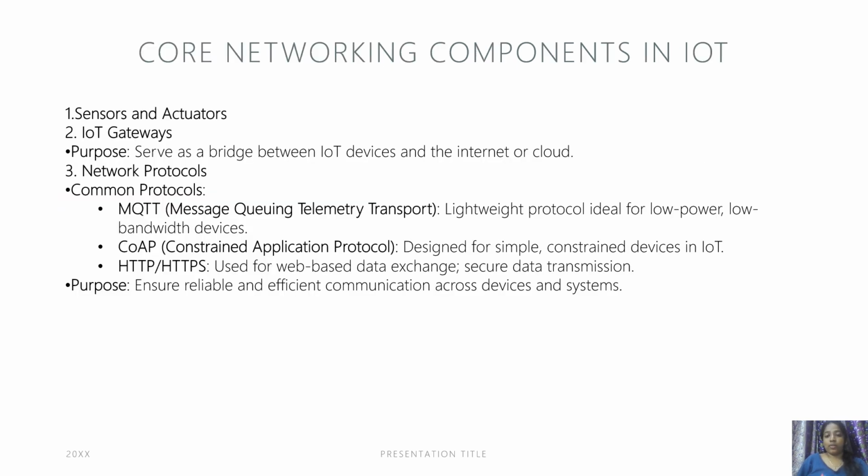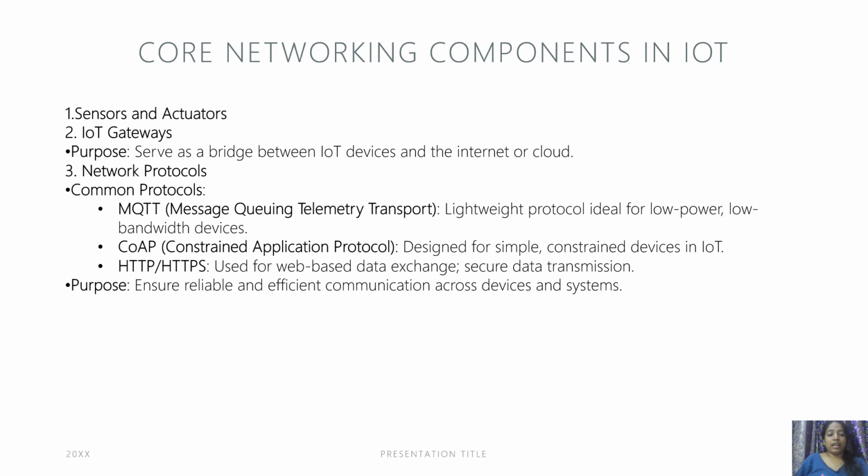Core networking components in IoT. The core networking components are sensors and actuators, IoT gateways, and network protocols. Sensors collect data from the environment, for example temperature, light, motion, etc. The actuators perform actions based on received data, for example opening valves, turning on lights, etc.